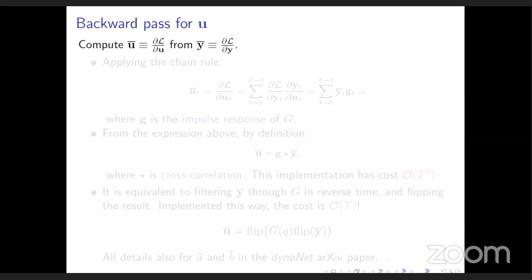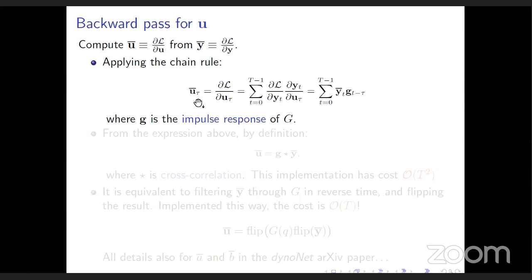I make just an example here to get a feel of which kind of computations we are doing. How to compute u bar, the derivative of the loss with respect to u, from y bar, the derivative of the loss with respect to y, that is given. The block receives it from other blocks. It's an application of the chain rule, in essence. u bar at an instant tau is the derivative of the loss with respect to u at instant tau. And it's this summation of the derivative of the loss with respect to y at time t, times the derivative of the output with respect to the input at time tau. So it's equal to this summation of y bar t, that is given, times the derivative of the output of a transfer function with respect to its input. But this, for a transfer function, is simply the impulse response coefficient at time t minus tau.